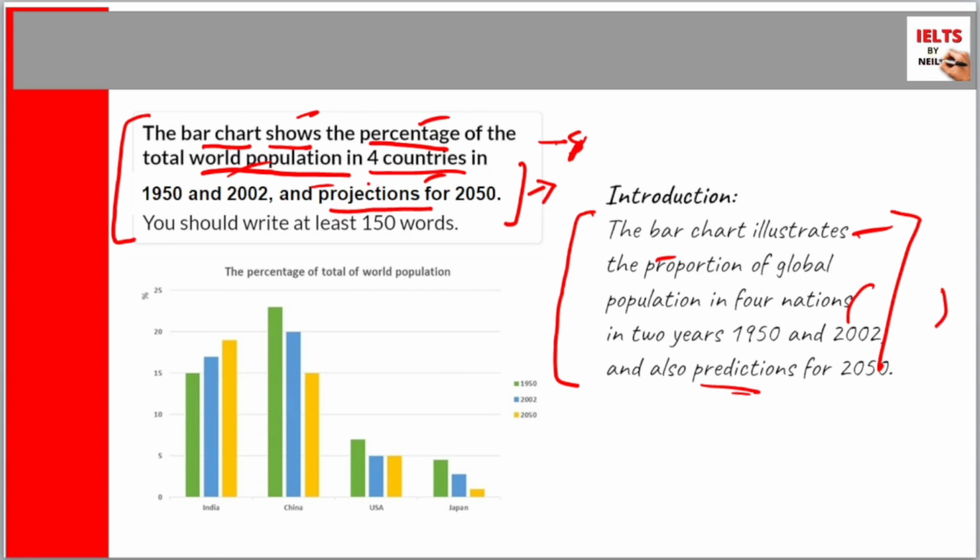All right, so I hope writing the introduction is clear to you. Basically, the introduction is nothing but the paraphrasing of the question. Paraphrasing means you have to write the information in your own words. So you have to use different words which mean the same, like we have used here. We have replaced show with illustrate, countries with nations, and world population with global population. Okay, so I hope this is clear to you. So the first part of the writing is done, that is the introduction. Let's move on to the next part.